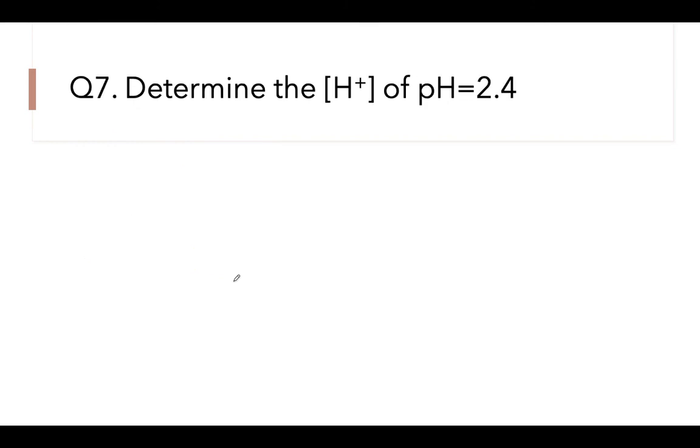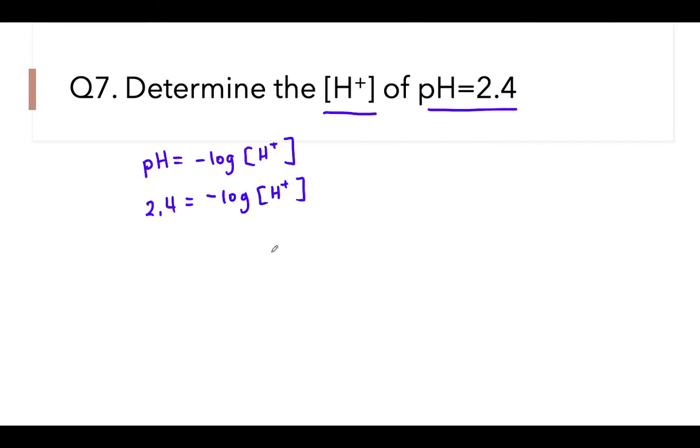Okay, another question. Determine this time the hydrogen ion concentration when you're given a pH of 2.4. So it's the opposite again. Let's rewrite it. pH is equal to negative log hydrogen ion concentration. Let's plug it in. So 2.4 is equal to negative log hydrogen ion concentration. What we can do is divide by negative on both sides. So negative 2.4 equals log hydrogen ion concentration.